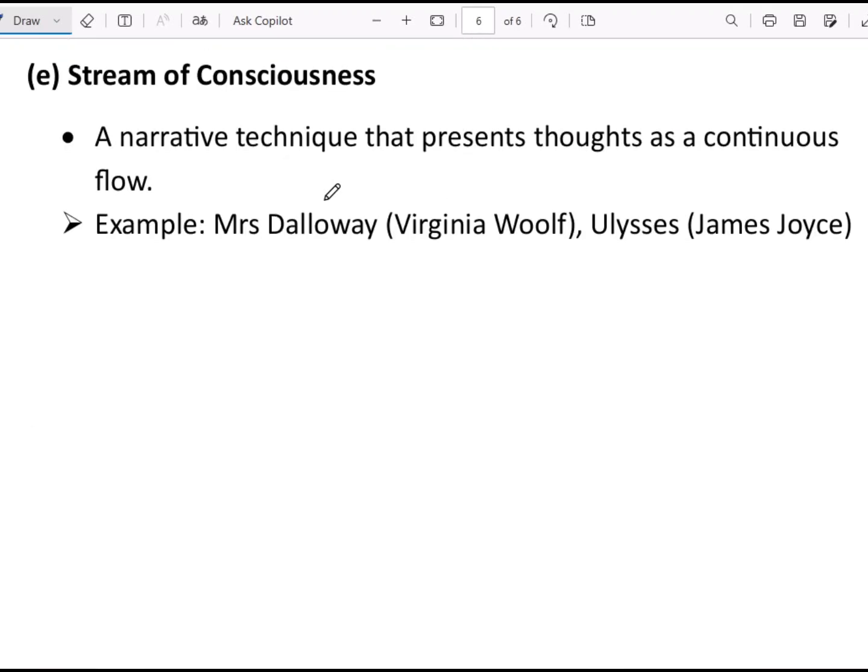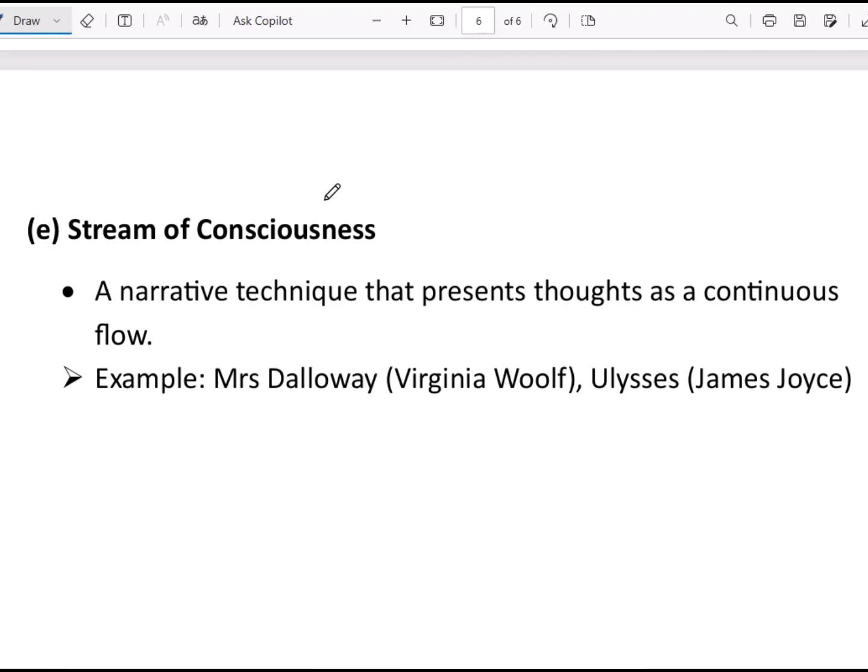Now, in the end, we have stream of consciousness. It's very important from our exam point of view. So, what are the characteristics of stream of consciousness? It's a narrative technique that presents thoughts as a continuous flow. For example, Mrs. Dalloway by Virginia Woolf is one of the greatest works we will find under stream of consciousness. Also, James Joyce's Ulysses is one of the works written in the stream of consciousness technique.